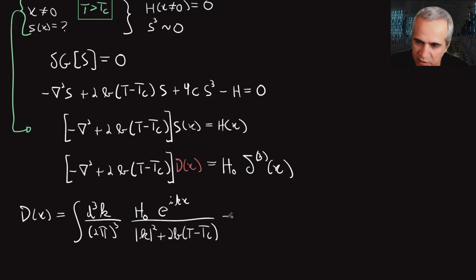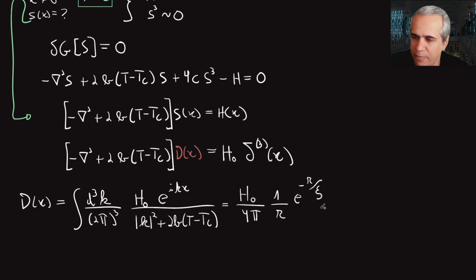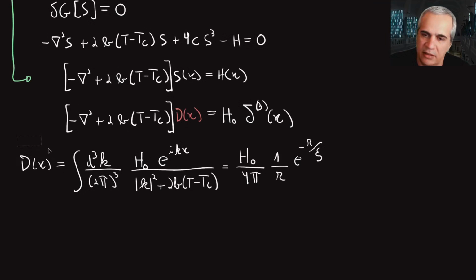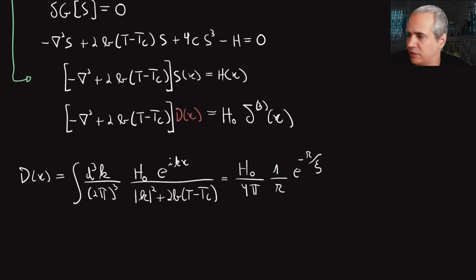The solution is actually a simple one, it is just this, where r here is the distance to the origin, right? And you have some exponential of minus r over psi, where psi is defined from this piece right here, right? I'm calling this 1 over psi square. It's kind of 1 over the mass, if this was a mass, right?